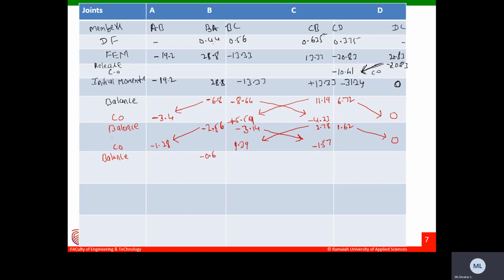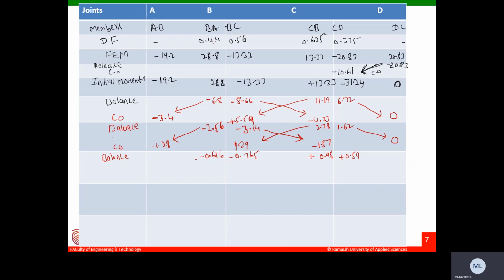Minus 0.616. Similarly, here you will get minus 0.765. Here minus 1.57. Now what I have to do? Multiply with the distribution factor, change the sign, write down the values. Means it is plus 0.98, and similarly here you will get plus 0.59. Okay.